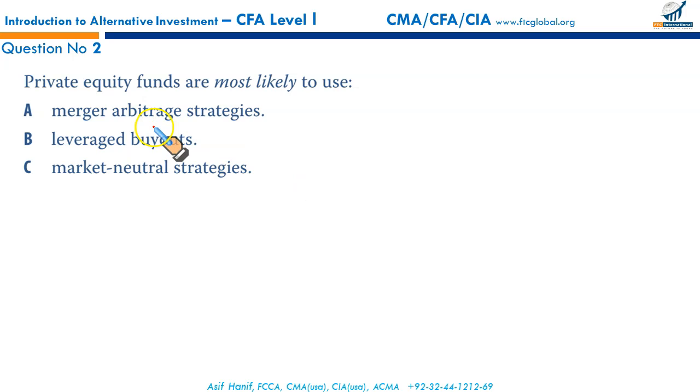Question number 2. Private equity funds are most likely to use merger arbitrage strategies. Incorrect, because this is the strategy used by hedge funds. Merger arbitrage seeks to profit from buying a takeover stock at a discount to its acquisition price. So this is not likely to be used by private equity funds. Leveraged buyouts, yes. The majority of private equities all involve leveraged buyouts.